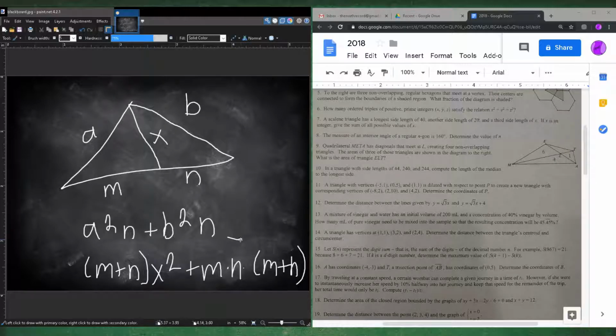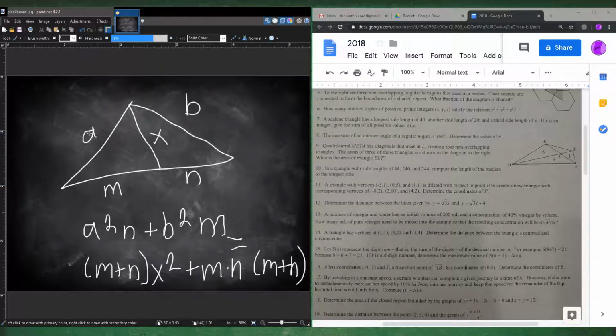This is a true formula. Both of A squared times N plus B squared times M is equal to (M plus N) times X squared plus M times N times (M plus N). This formula has to be true. So it's easy to memorize.